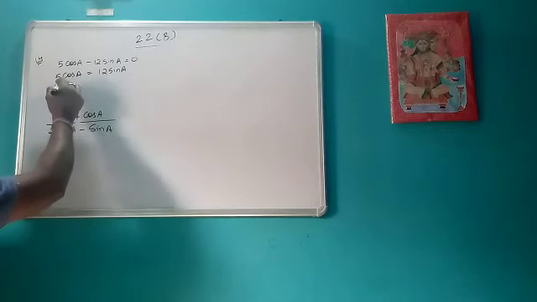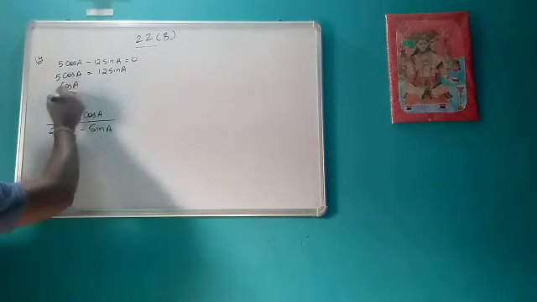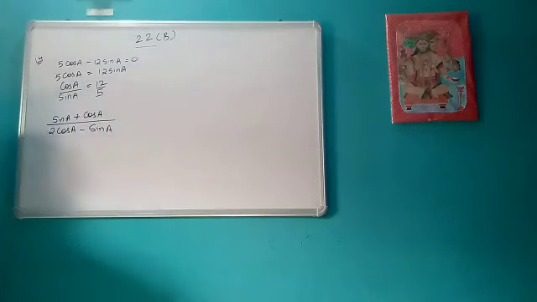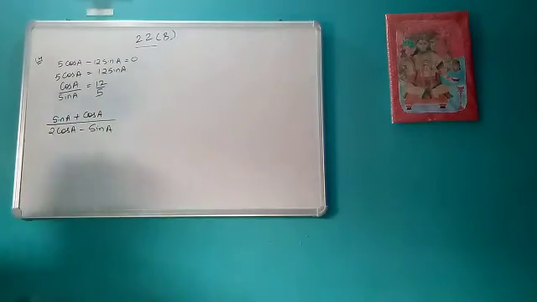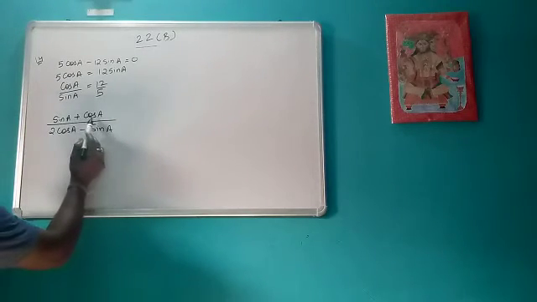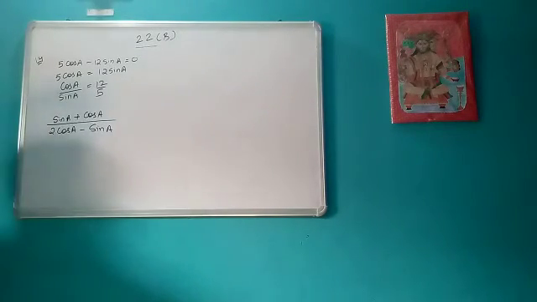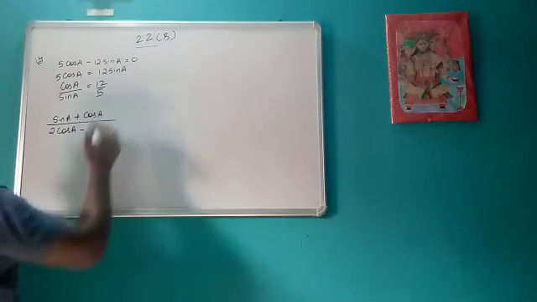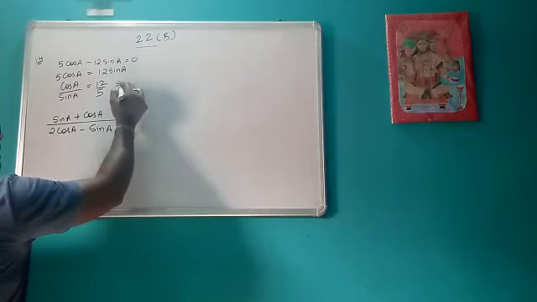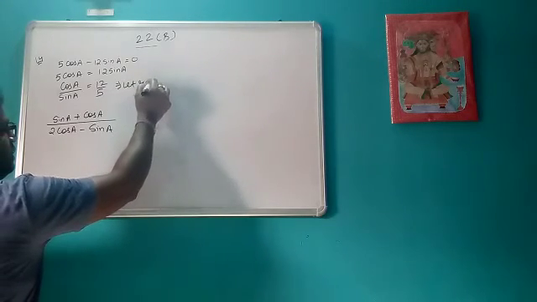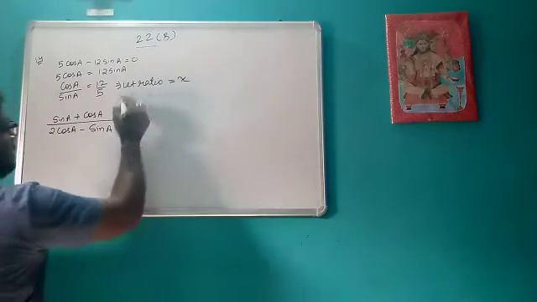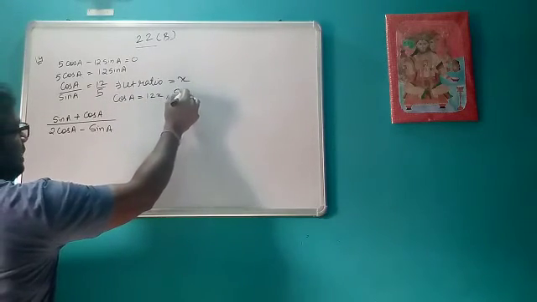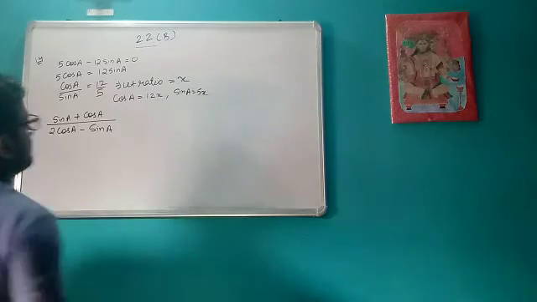Now what we will do? We will write it like this. Cos A upon sin A is equals to 12 upon 5. Okay. Now see what we need. Sin A, cos A, sin A. So what I will do, I will treat this whole as a ratio. So I will take it like this. Let ratio is equals to x. So you will get cos A is equals to 12x and sin A is equals to 5x. Okay.